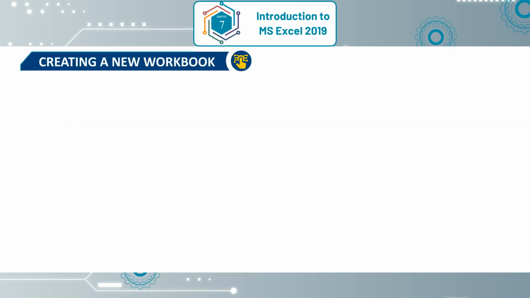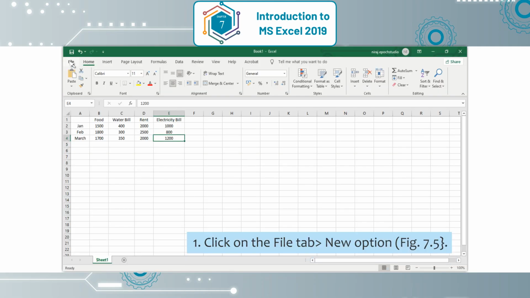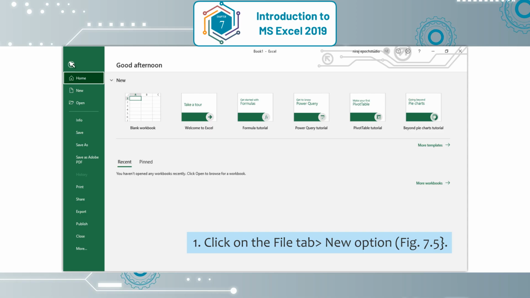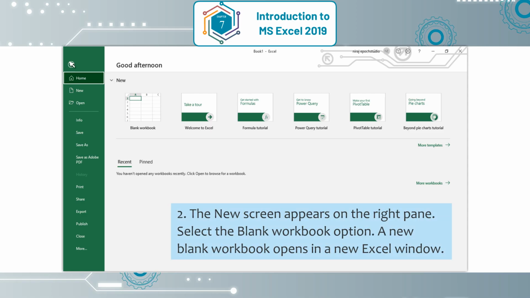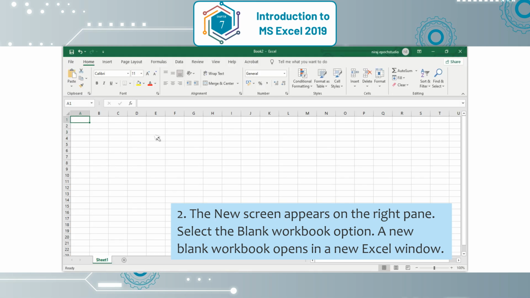Creating a new workbook. To create a new workbook: 1. Click on the File tab. New option, Fig. 7.5. 2. The new screen appears on the right pane. Select the blank workbook option. A new blank workbook opens in a new Excel window.